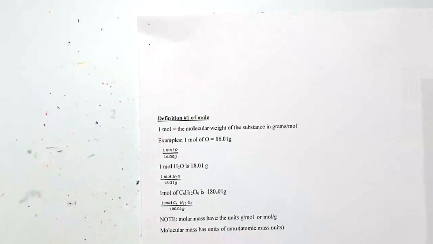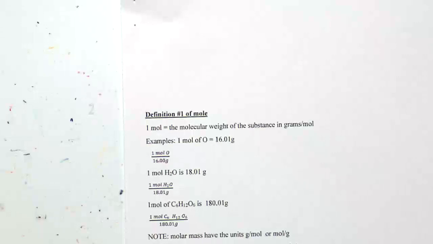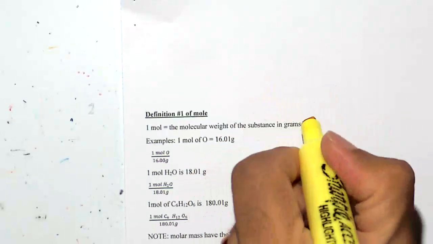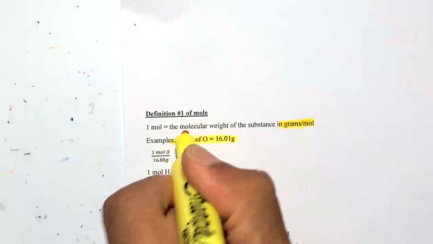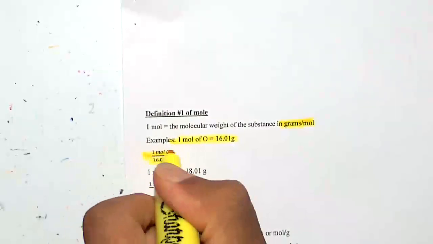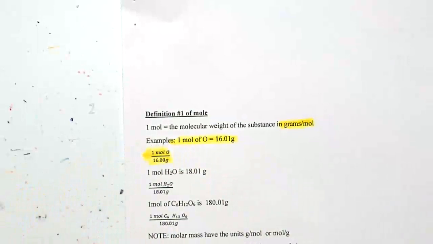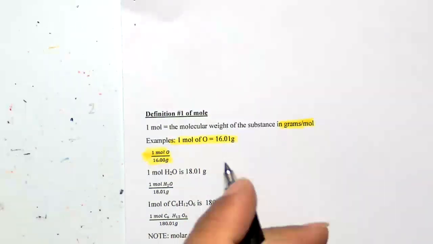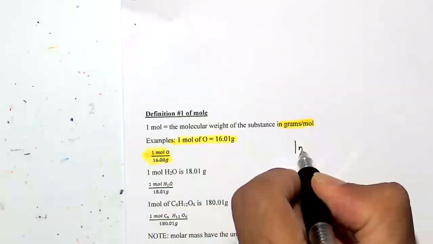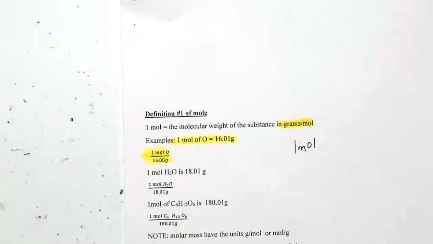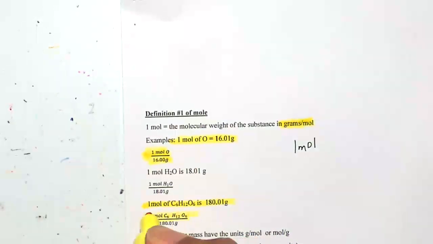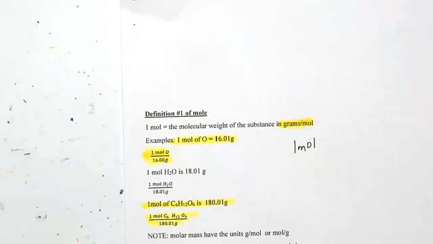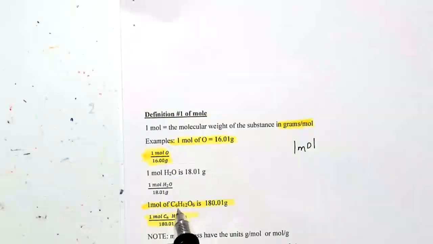The first one is something that we already went over: the molecular weight of the substance in grams per mole. So 1 mole of O is about 16 grams, right? How about 1 mole of glucose? C6H12O6 is glucose. How did they get 180 or so? How did they get that number?